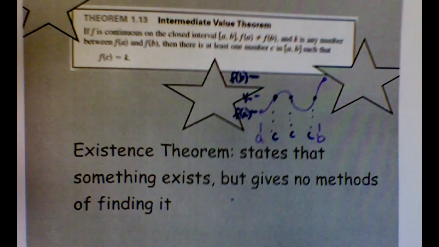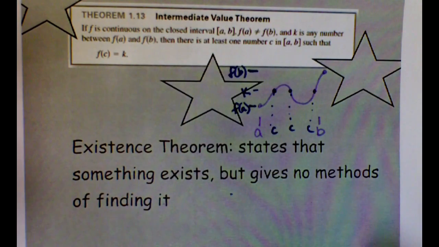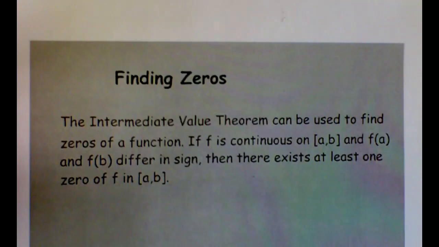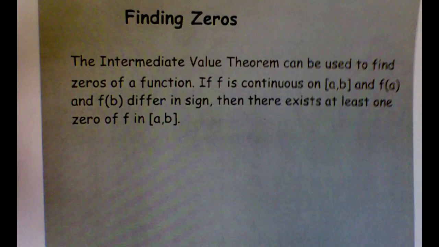This is something called an existence theorem. It states that something exists, but it doesn't give us any methods to find it, so we'll have to do a lot of work with that. The intermediate value theorem can be used to find zeros of a function. If f is continuous on a to b, and f of a and f of b differ in sign, then there's at least one 0 in the interval.